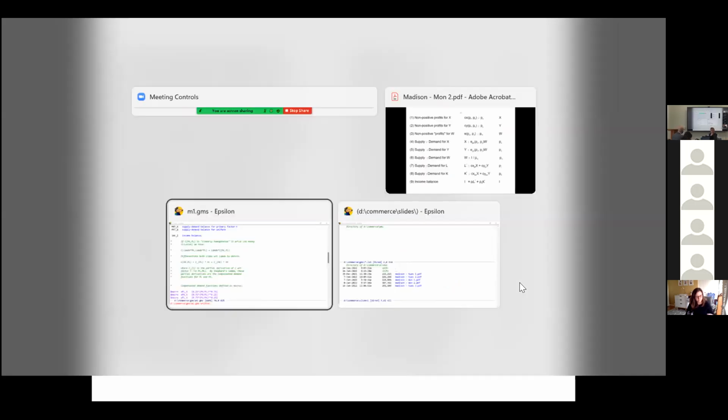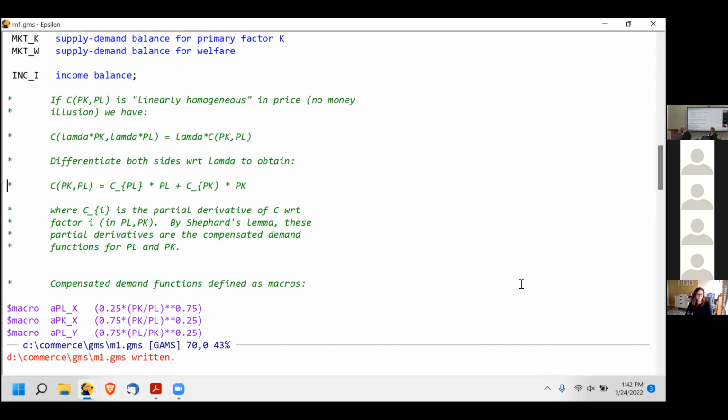So if I then go back to my model now, C of PX, PK, and PL is linearly homogeneous in price. There's no money illusion. That means that C of lambda times PK, lambda times PL is equal to lambda times C of PK and PL. If you differentiate those two sides, you get Euler's theorem for homogeneous equations. That says the cost function is the demand coefficients times the prices. In other words, we can use a simple accounting identity to determine cost.